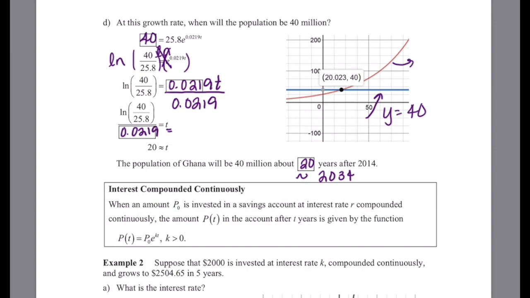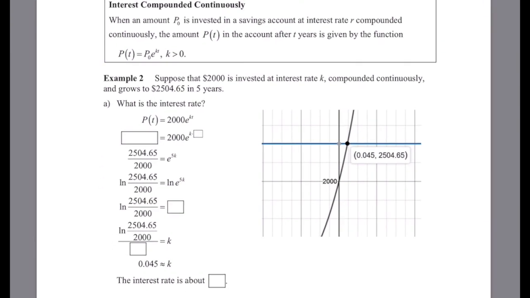Compounding interest continuously. When an amount P of 0, so our original amount, is invested in a savings account at an interest rate r, compounded continuously, the amount with which we earn in the account after t amount of years is given by this function. Notice how similar it is to the growth rate function. It's identical. Suppose that $2,000 is invested at an interest rate k, compounded continuously, and grows to $2,504.65 in 5 years. Let's identify the interest rate.